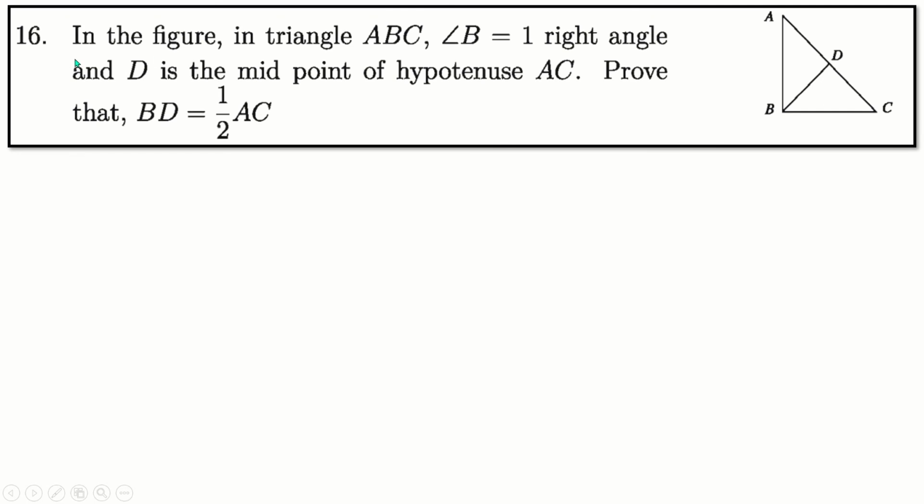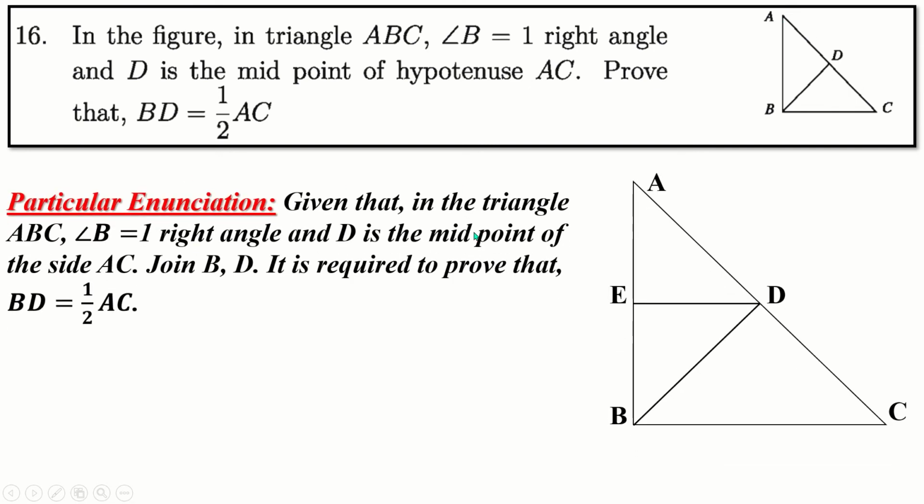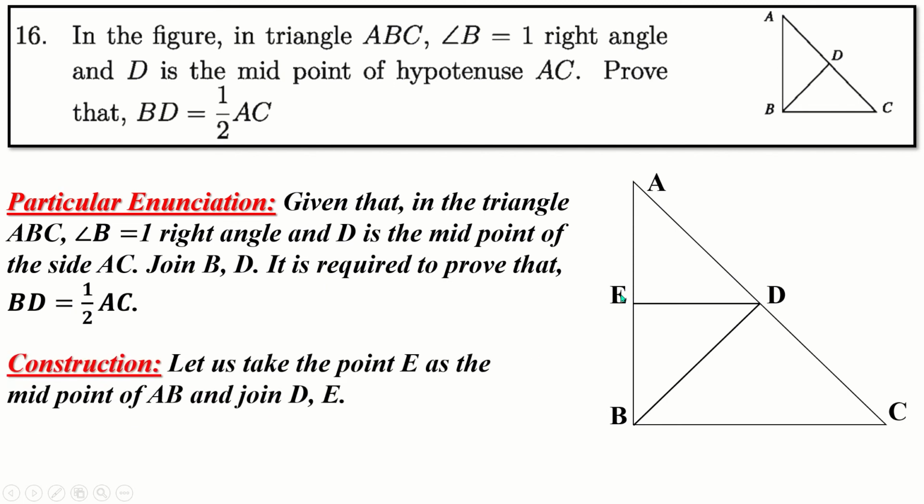Now another theorem, that is number 16 in the figure. Triangle ABC, angle B is equal to one right angle, and D is the midpoint of the hypotenuse AC. Prove that BD is equal to half of AC. Particular enunciation: given that in the triangle ABC, angle B is equal to one right angle, D is the midpoint of AC. Join BD. It is required to prove that BD is equal to half of AC. Construction: let us take the point E as the midpoint of AB. Join DE.